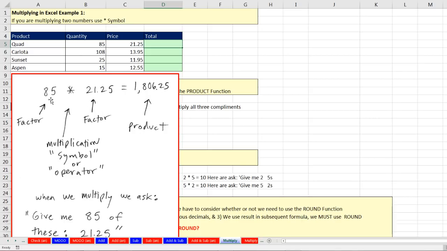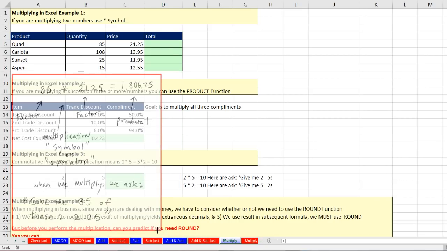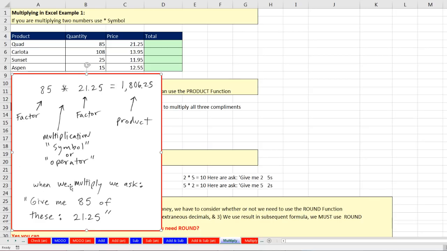product. Now, when we do 85 times 21.25, we're really asking the question, if I resize this a bit, give me 85 of these 21.25. So I'm saying, hey, I want 85 of these numbers right here, 21.25. Factor, factor, and here's our product. Equal sign, left arrow, times, left arrow.